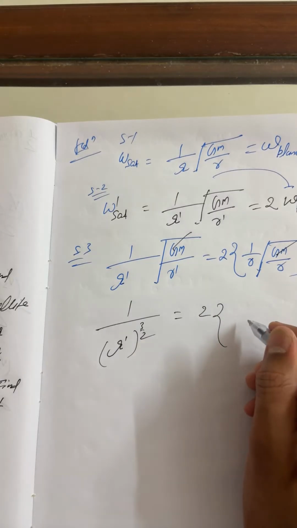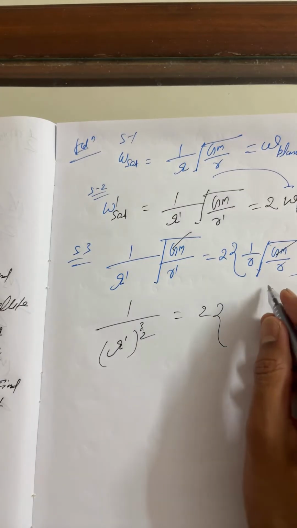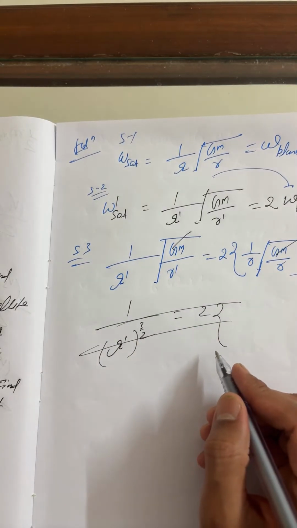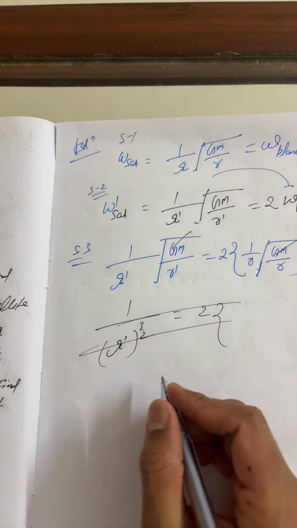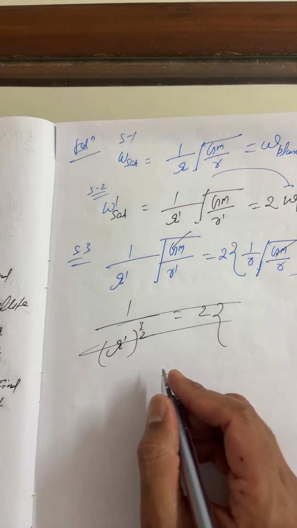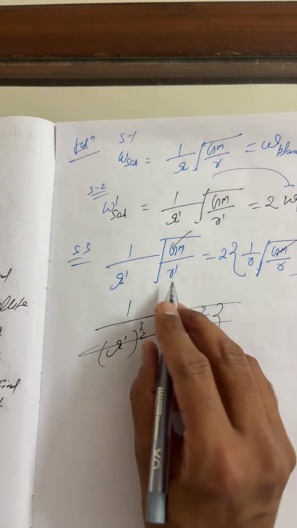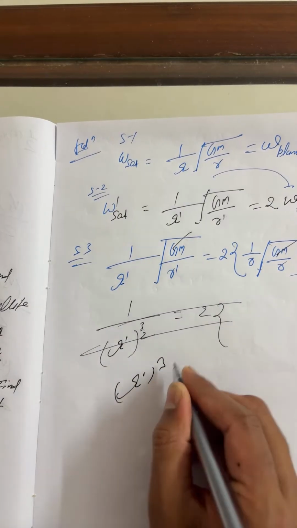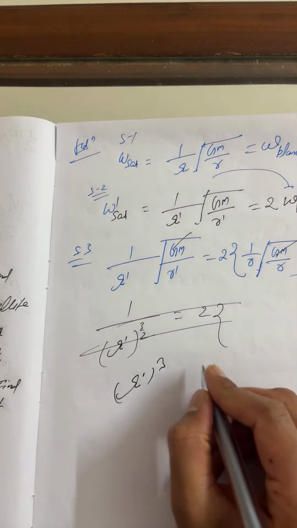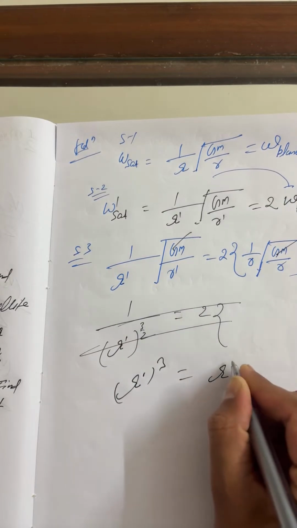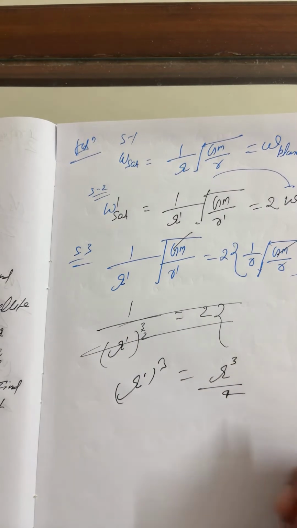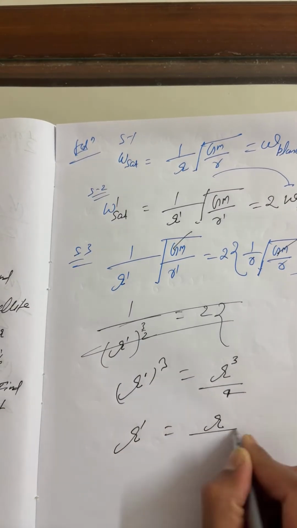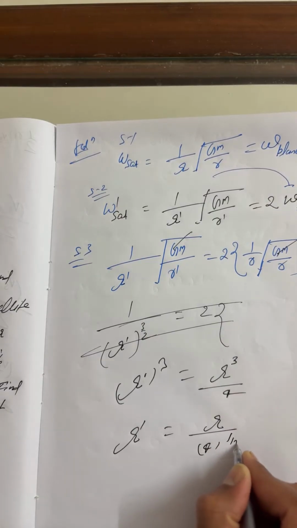Twice into the same condition. Do a square root on both sides. So what can we write? R square into R prime whole cube is equal to R cube by 4. We wish to find R prime, so R prime is R upon 4 to the power 1 by 3.